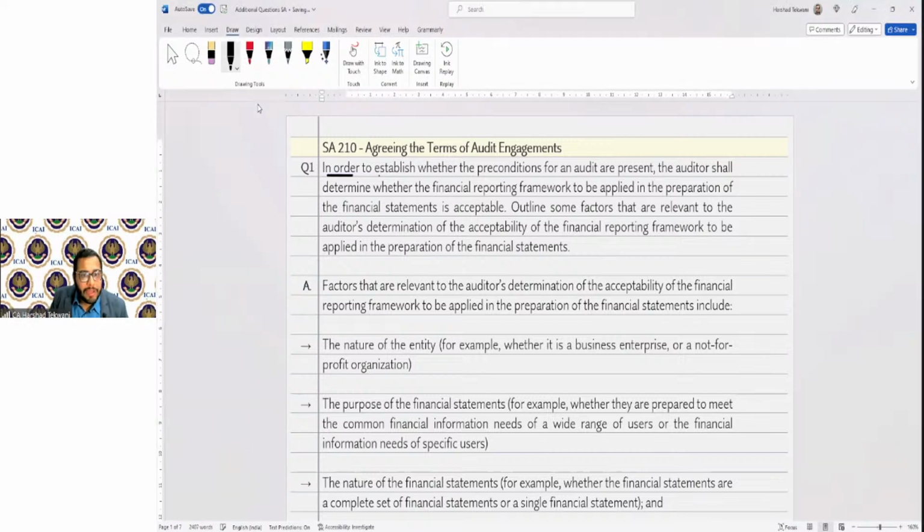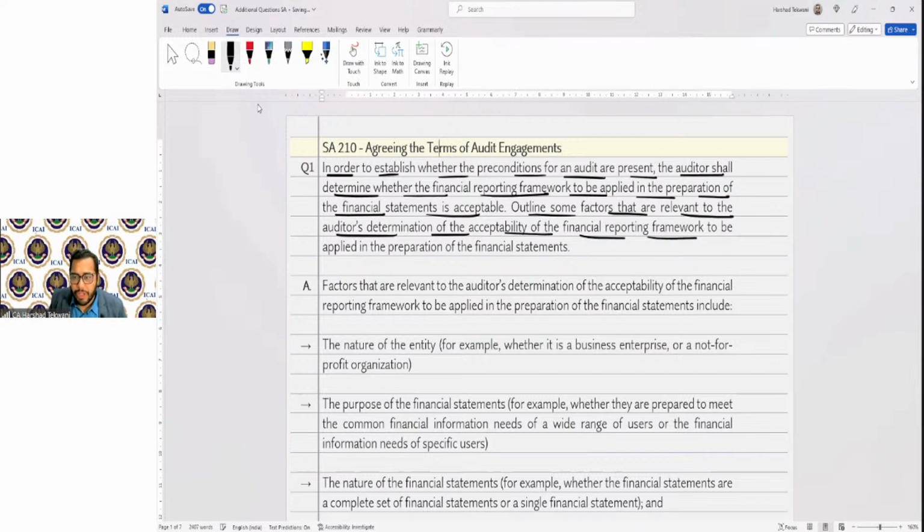In order to establish whether the preconditions for an audit are present, the auditor shall determine whether the financial reporting framework to be applied in the preparation of the financial statement is acceptable. Outline some factors that are relevant to the auditor's determination of the acceptability of the financial reporting framework to be applied in preparation of financial statement. Okay. Now, what we are required to do here is provide some factors that help us to understand whether the financial reporting framework that has been applied, or that will be applied, is acceptable or not.